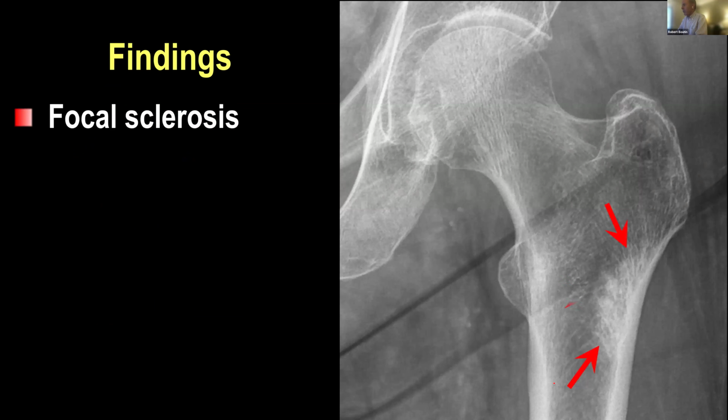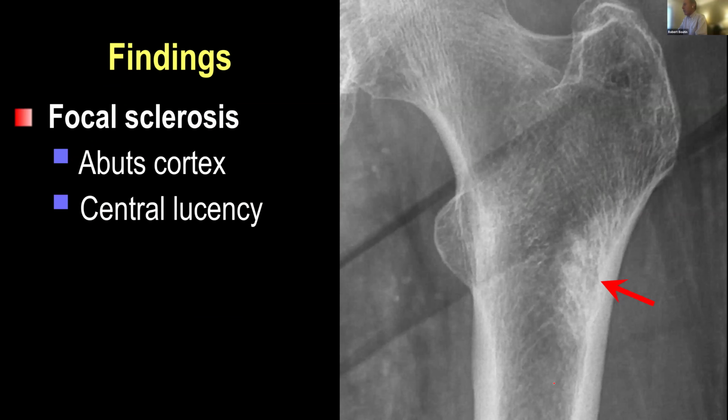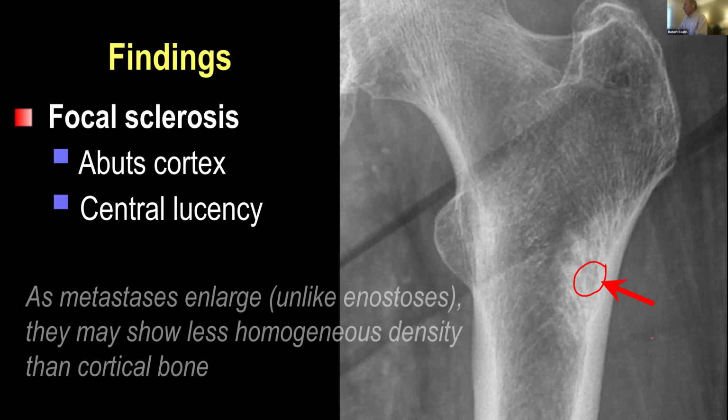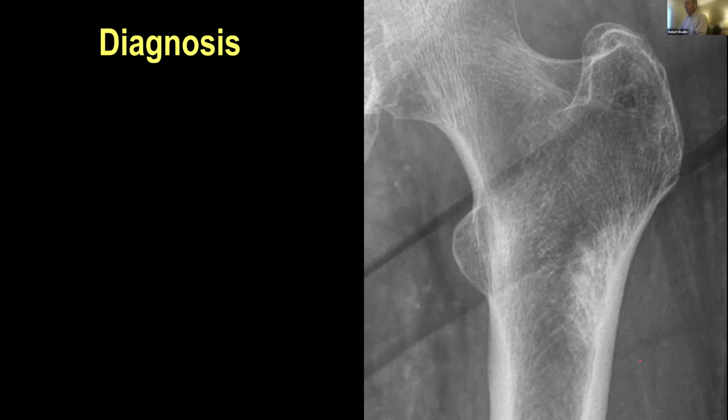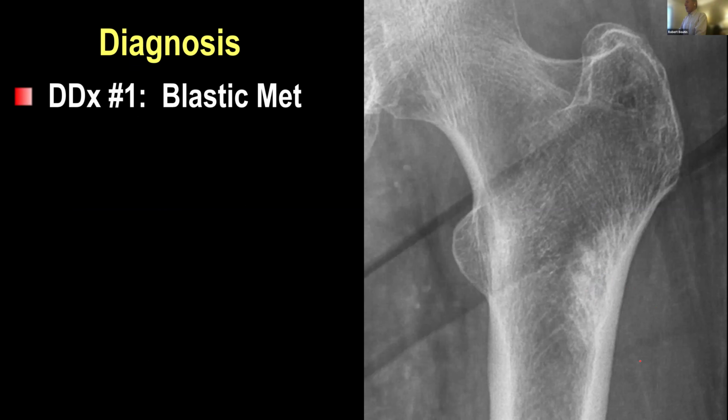So AP radiograph of the left femur shows this sort of sclerotic focus abutting the lateral cortex. There's sort of this subtle central lucency that appears to be present. And it turns out that as metastases get bigger, unlike a bone island, also called an enostosis, the sclerotic mets become less homogeneous than cortical bone. So a bone island should be compact bone, should be really dense, including centrally. And so we would be concerned in a 50-year-old woman about a blastic met.